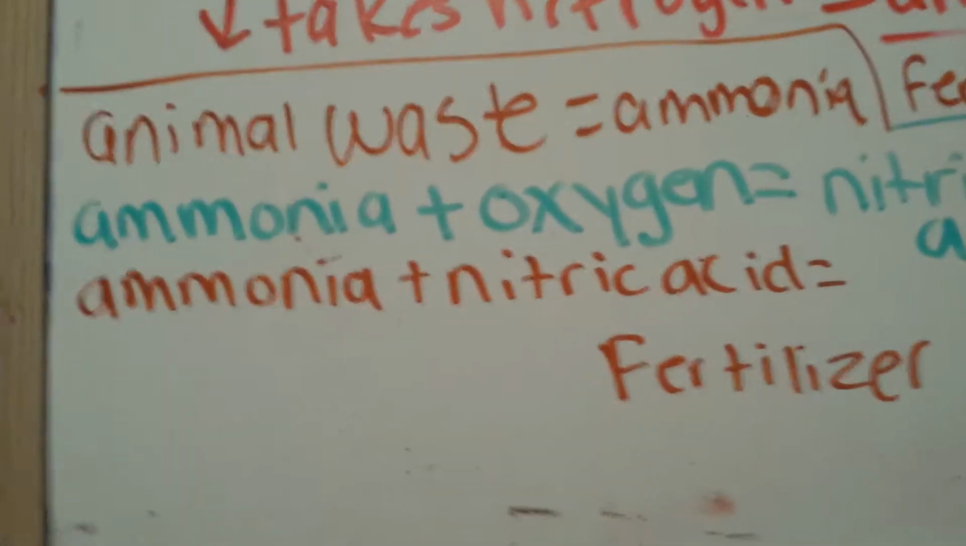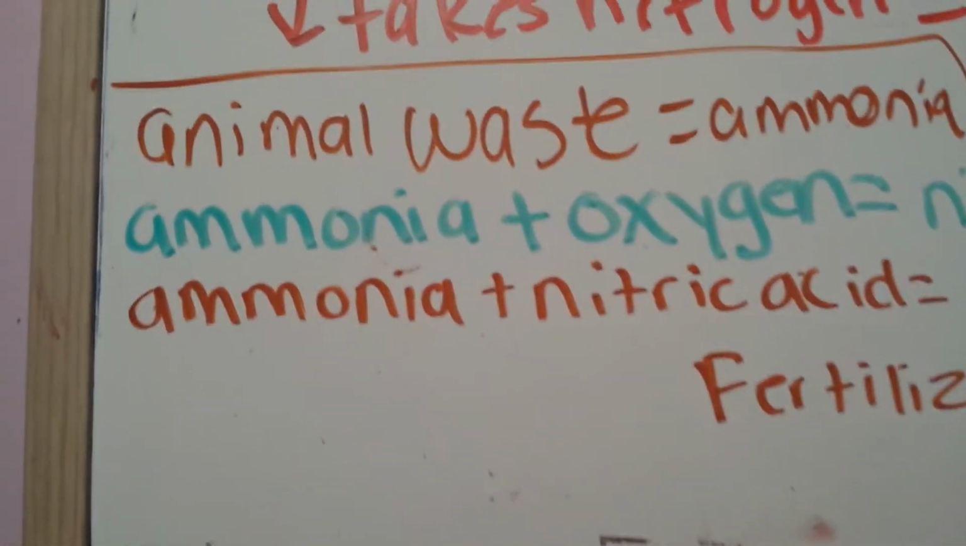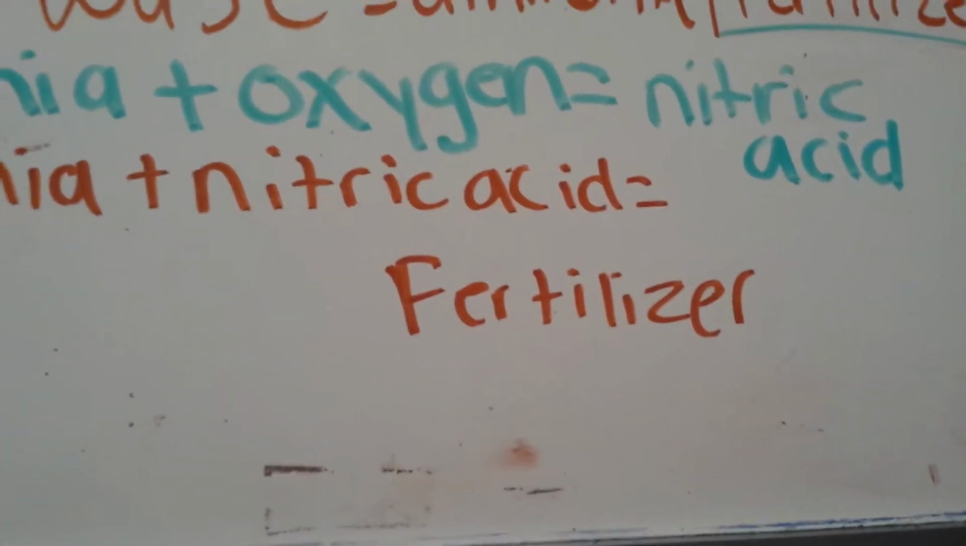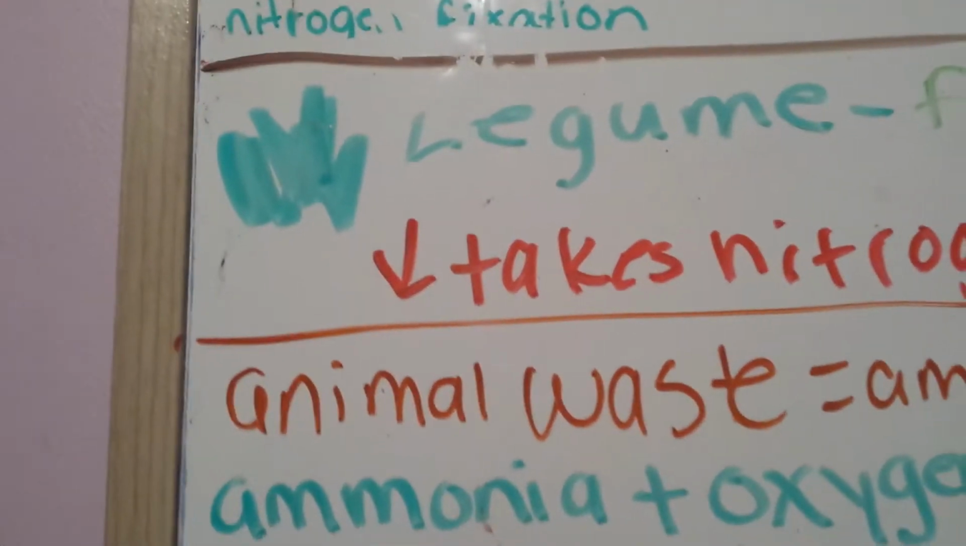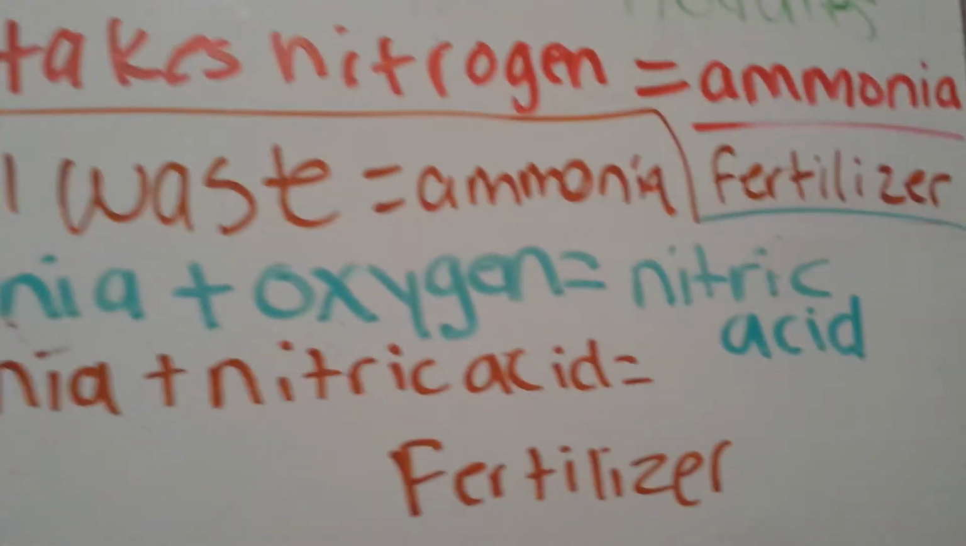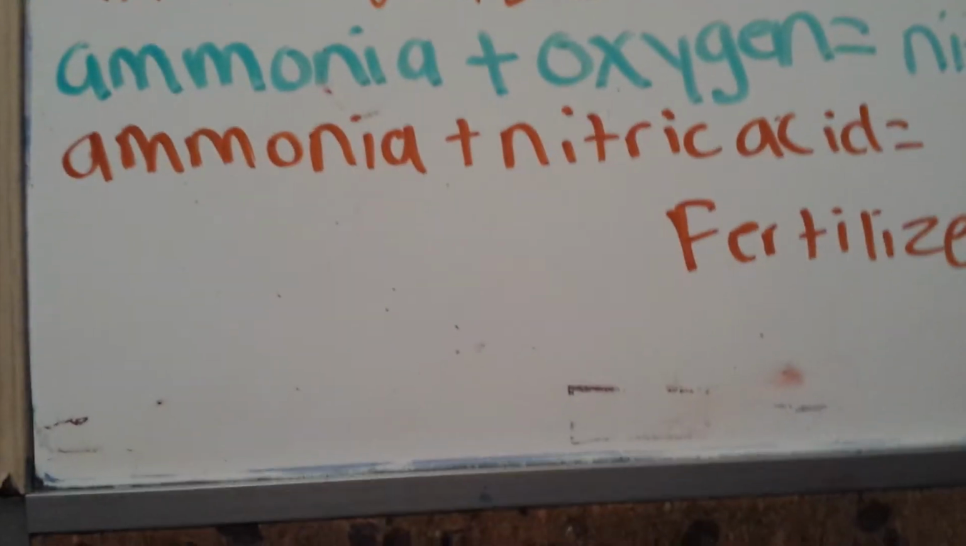Okay, so basically, here's a simple way of saying it. Ammonia is fertilizer. Ammonia and nitric acid is fertilizer. Animal waste is fertilizer. Okay? So those three things are all the same thing.